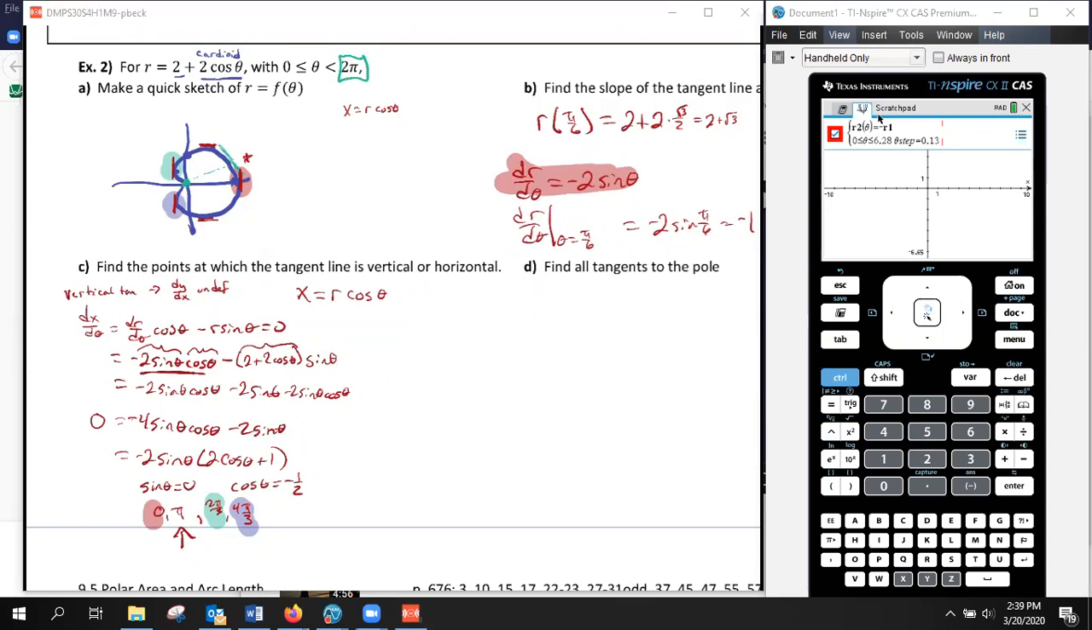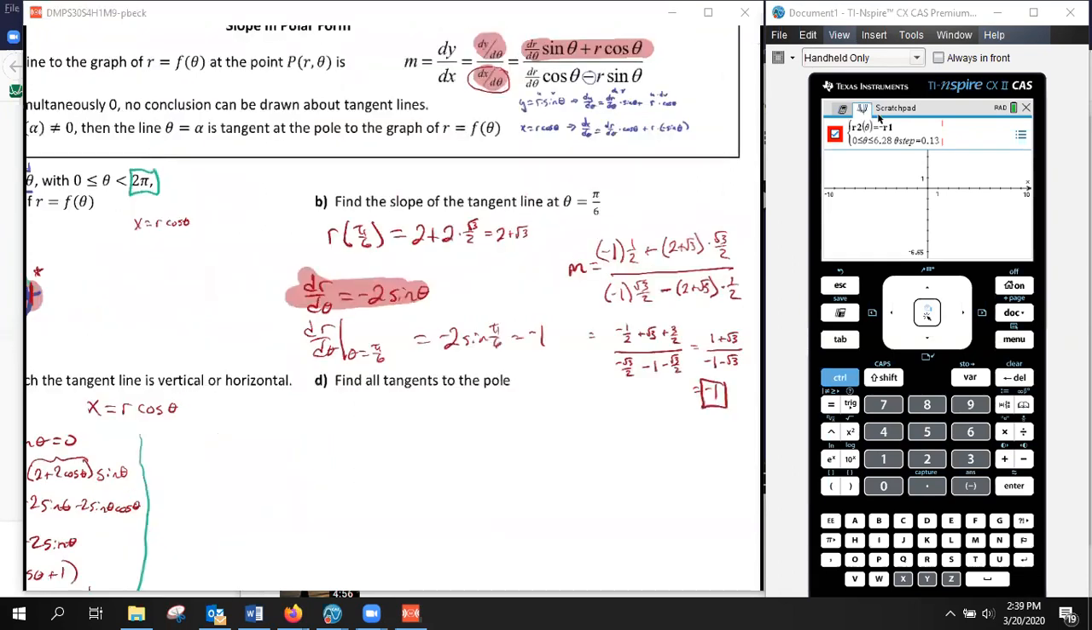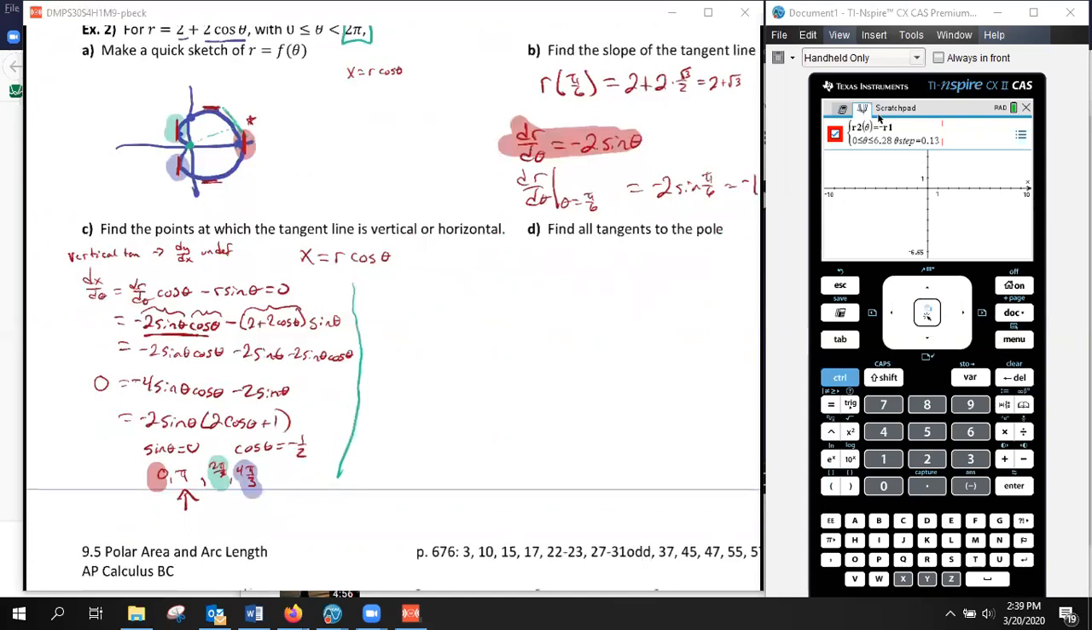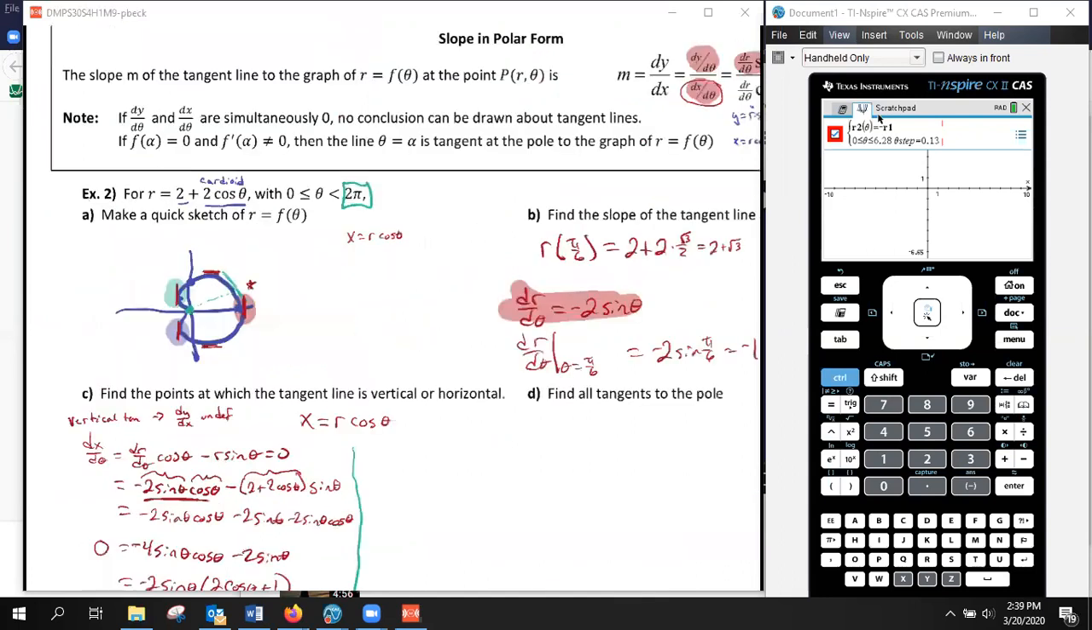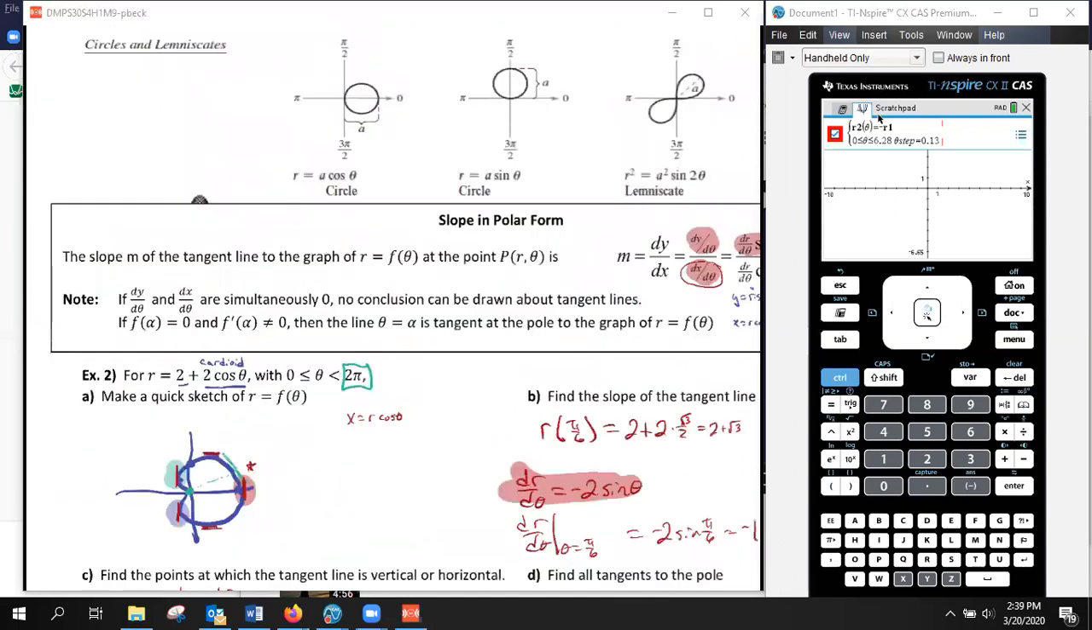So what about the horizontal tangents? I should end up with 2 answers as horizontal tangents. Let me do this one in blue. Can we just say that at π the tangent is undefined? We are going to explain why in just a second. It comes back to what happens if dy/dθ and dx/dθ are simultaneously 0. We can't really conclude.